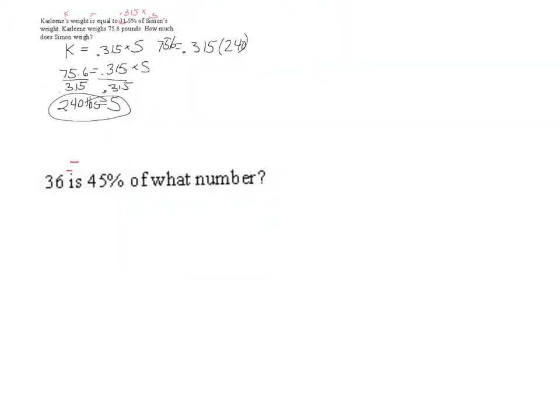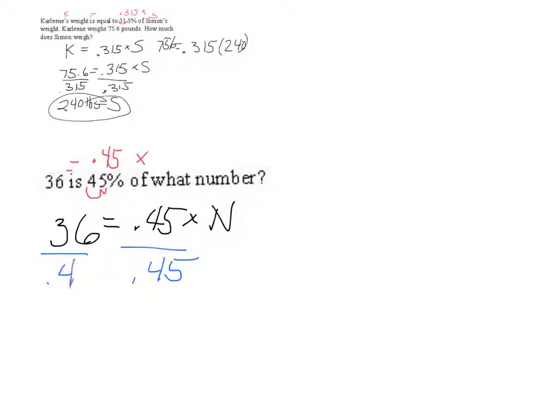Translate nicely. 36 means equals, 0.45 for a decimal for 45%. Of always means times. Okay, we should be good. 36 equals 0.45 times what number? So to undo times, I'm going to divide both sides by 0.45. And I get N equals 80.